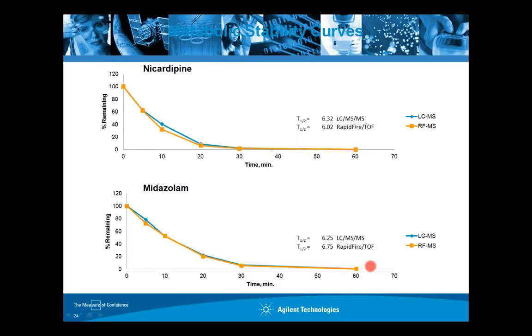Now here's the data. We're looking at results for 2 of these compounds. Of the 39 compounds, here are just 2 representatives, nicardipine and midazolam. As you can see, RapidFire mass spec in orange compared to LCMS in blue show very similar half-lives in this metabolic stability assay for both of the 2 compounds we looked at. So there's excellent correlation between the 2 systems.